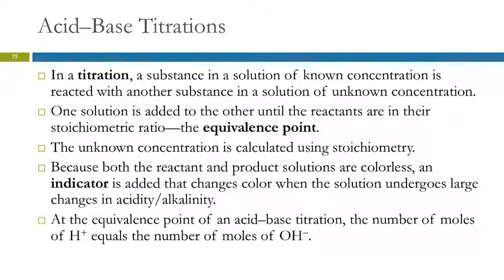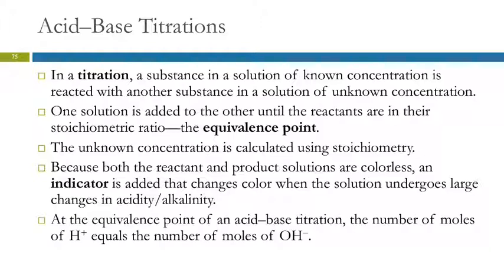So we'll add one solution to the other until the reactants are just right, until it's a stoichiometric ratio. That's called the equivalence point, where we don't have an excess or a limiting reactant, we've got them just right. And at that point, knowing the concentrations and the volumes that we've added, we can calculate what the unknown concentration is. And these are stoichiometry calculations with solutions.